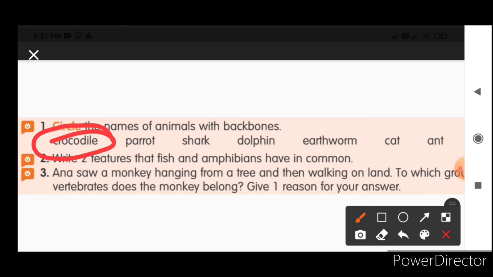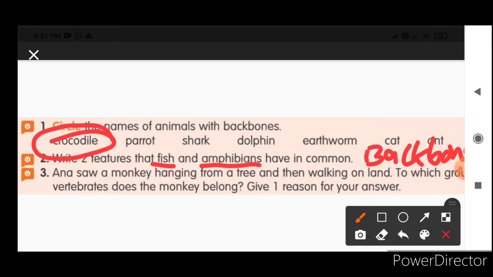Now write two features that fish and amphibians have in common. Fishes and amphibians, for example frog, both have which characters the same? You write in your own words in your notebook. As usual, they both have a backbone. This is the common feature in amphibians and in fishes.